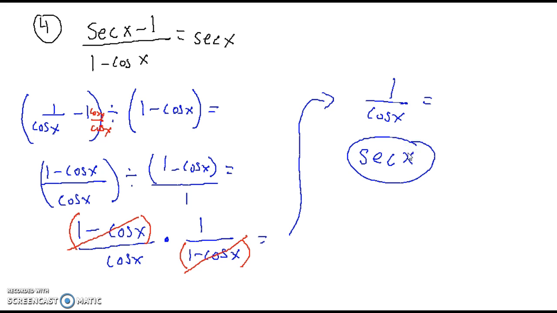1 over cosine of x is equal to the secant of x. Bam. Verified. Now there were some other ways to do that. This was the easier method of the two. All right.